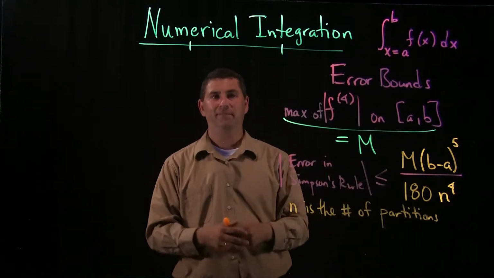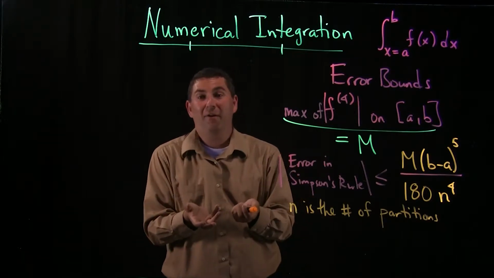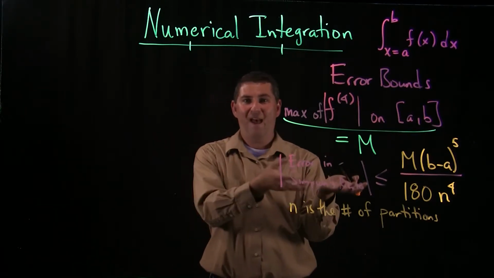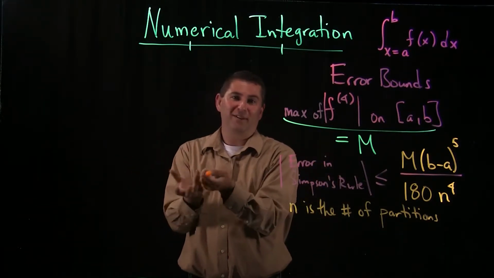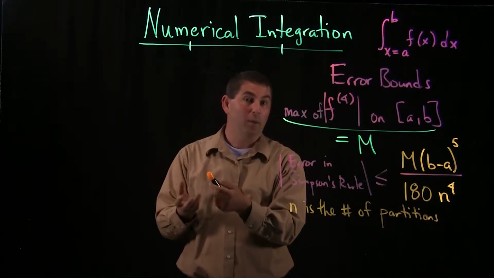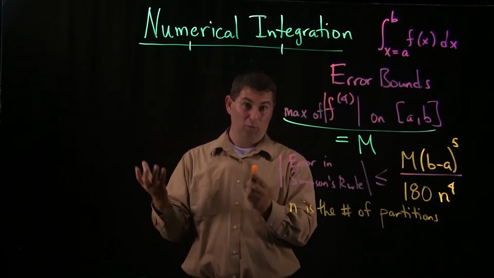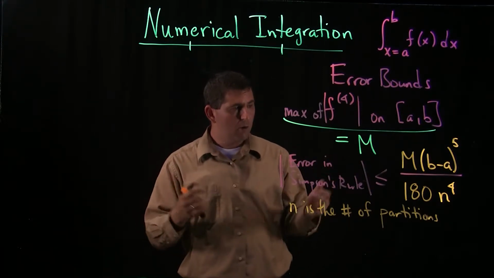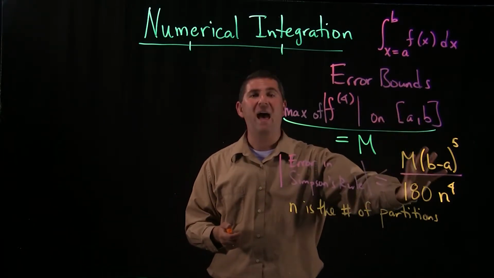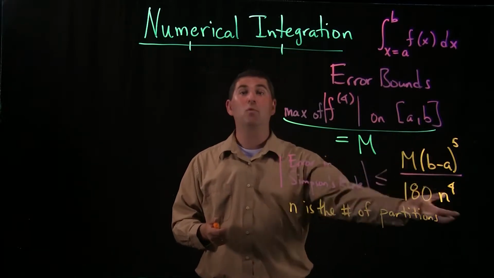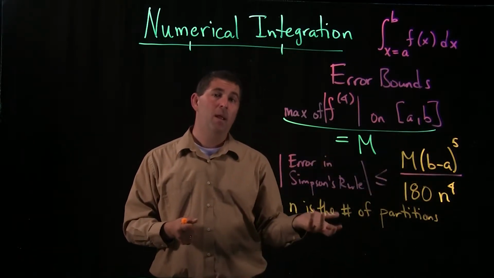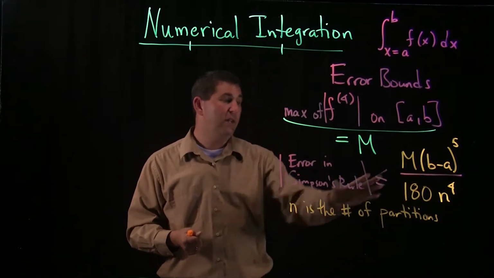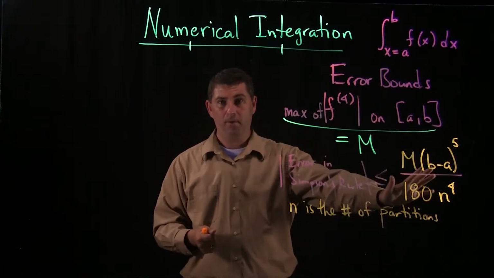And this will not tell me the exact error. Of course not. Why? If I knew the exact error, I would just add that into my original function and I would know the exact value. We wouldn't really need a rule for approximating anymore. We'd have the exactness. No, instead I'm just knowing this is as bad as it could be. Maybe this number is way bigger than my actual error. But what I can know for sure is that the error will be no bigger than this number.